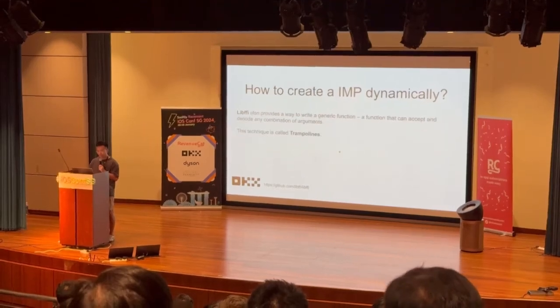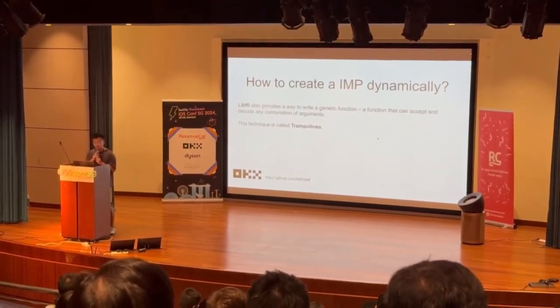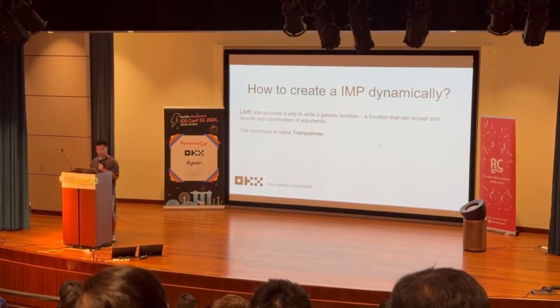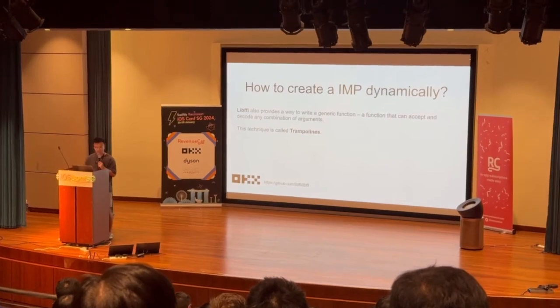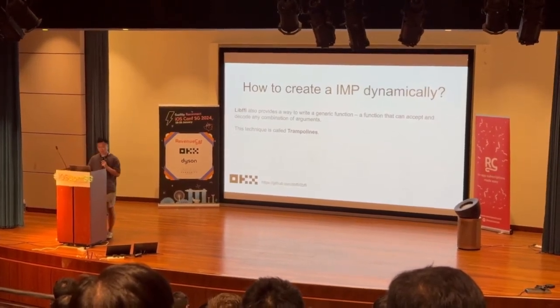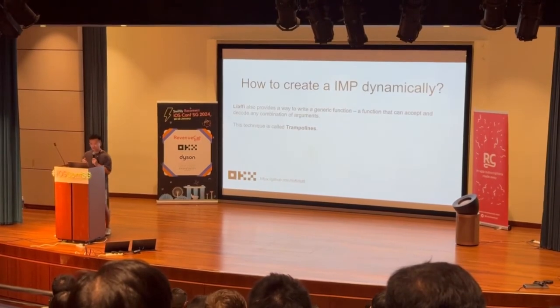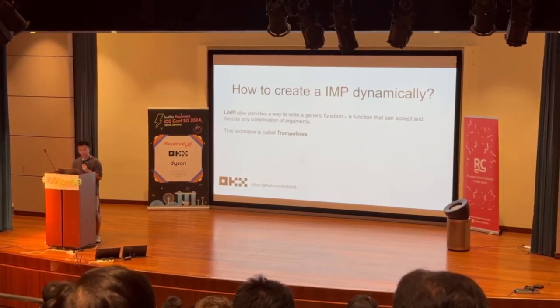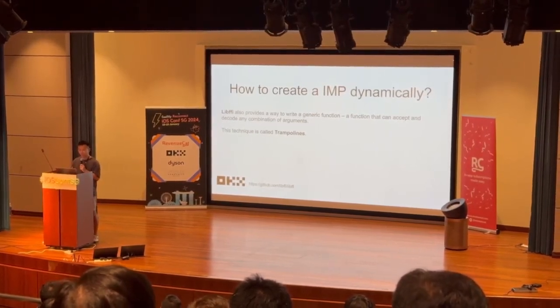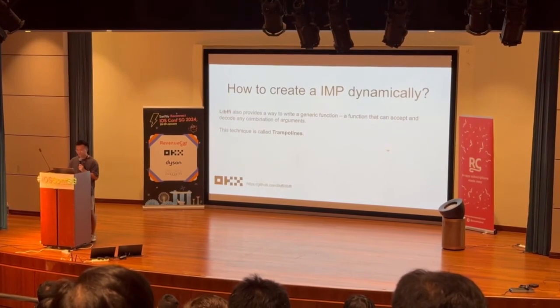How to create an IMP dynamically? We also use libffi. It provides a way to write a general function. This technique is called trampoline. Trampoline is a big and complicated topic, so I will not share it here. Feel free to Google it if you want to know how it works.